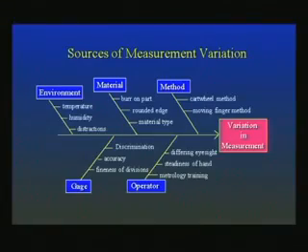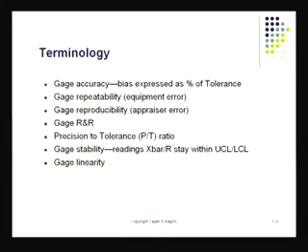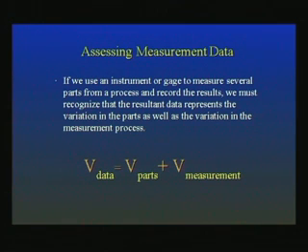Then of course, if variation is there, your precision could be impacted, and for that you may have to run some special tests, special experiments, to get an idea of how precise that instrument is or how poor that precision is. And this whole area is called gauge R&R.